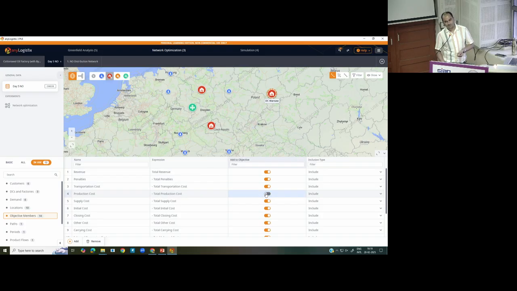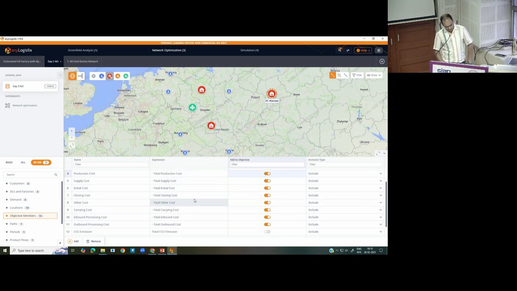Why? Because we are not making any products in a factory, we are only considering the distribution center. So you can turn off whatever objective function members you want. If you keep it as it is, it will show zero production cost, so it doesn't matter. Supply cost, initial cost, closing cost, carrying cost, inbound processing cost. We are considering only the outbound processing cost, not the inbound processing cost. CO2 emission, we are not considering. Tariffs, we are not considering any tariffs.